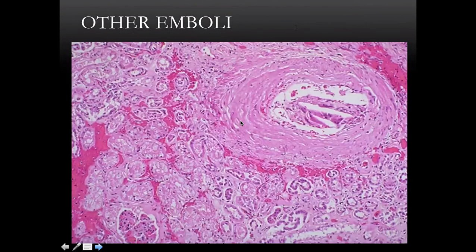Another is, this is a pregnant woman, no, after the postpartum, no? So this is called amniotic embolization.